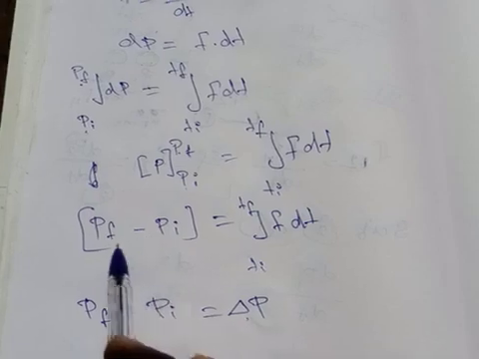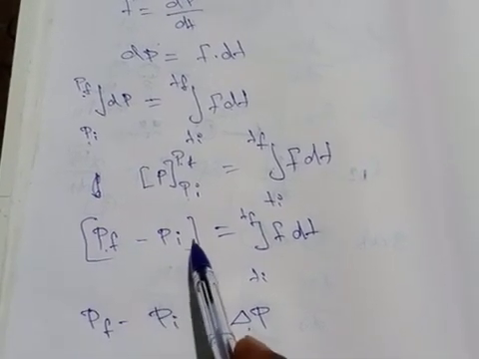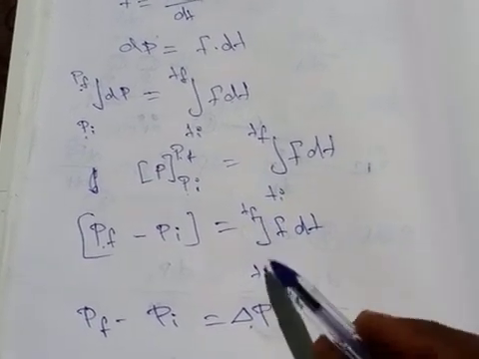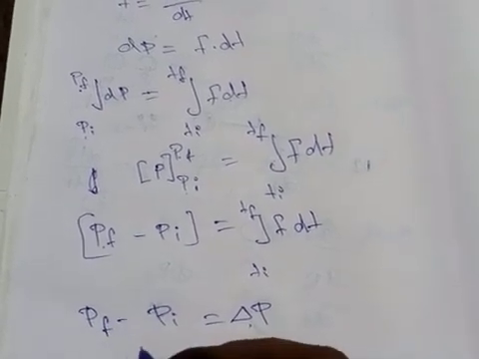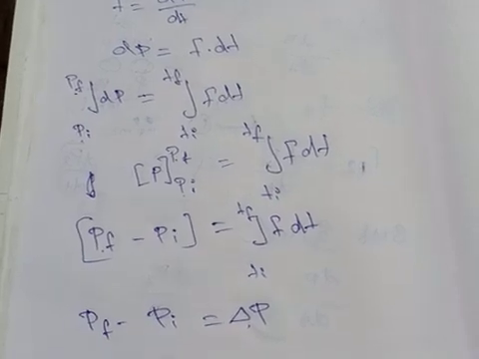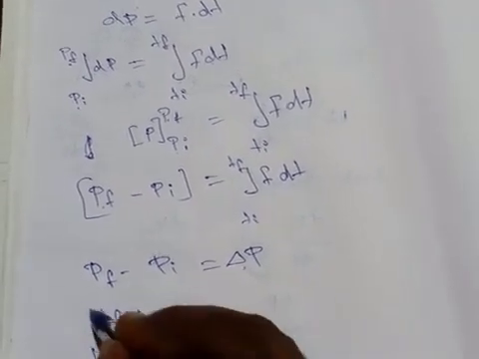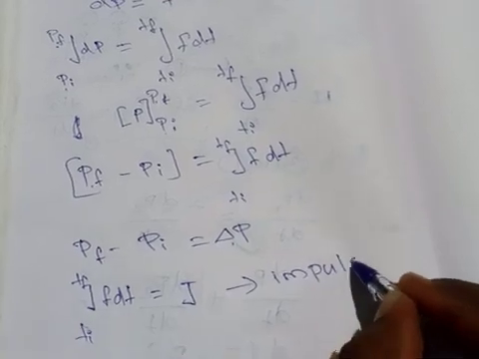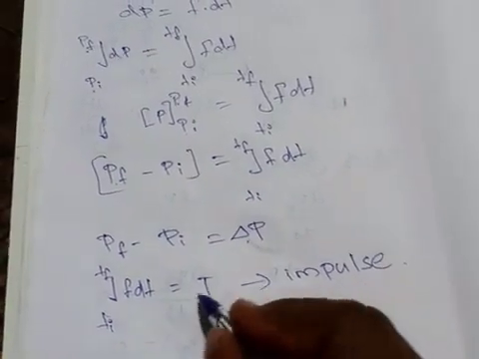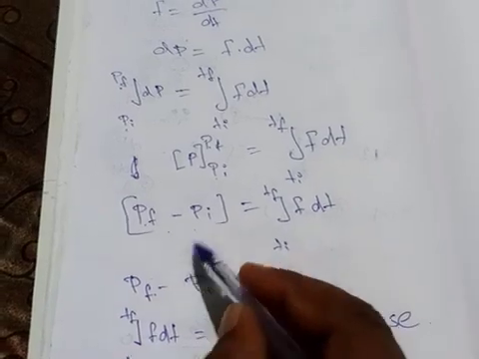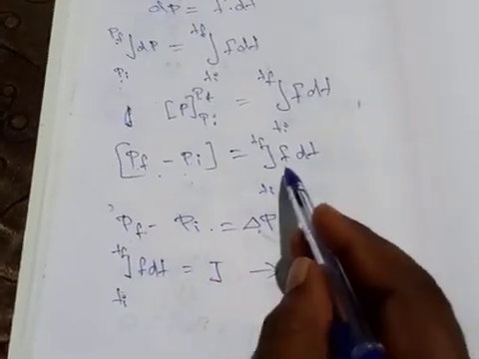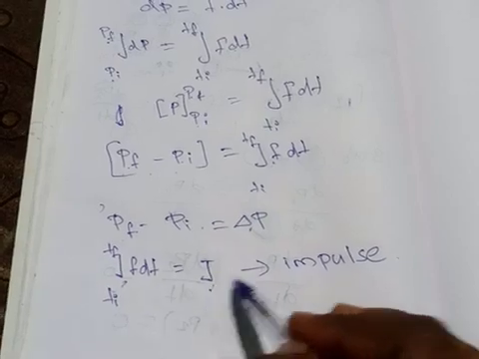So this equation shows the change in momentum within the time interval Tf minus Ti. This integral equation, the integral of F dt from Ti to Tf, is called impulse. This equation says that impulse is equal to the change in momentum. This Pf minus Pi we can write as delta P. And this integral of F dt, I am taking as J, the impulse.